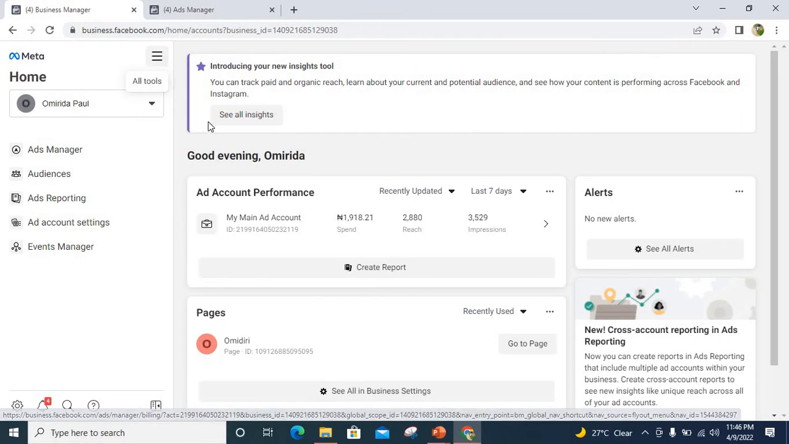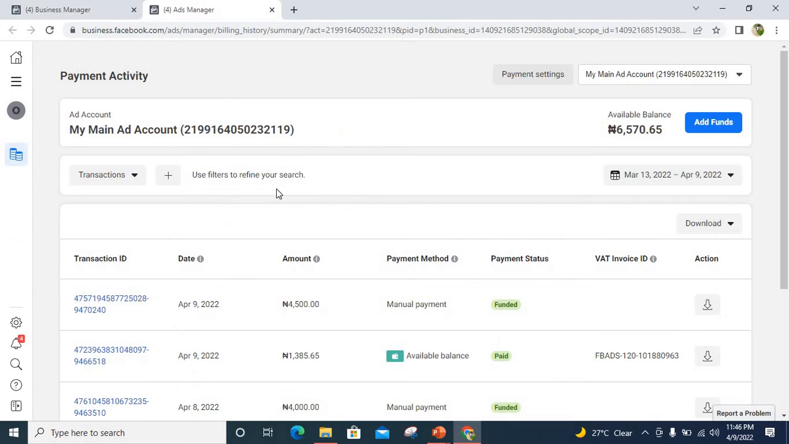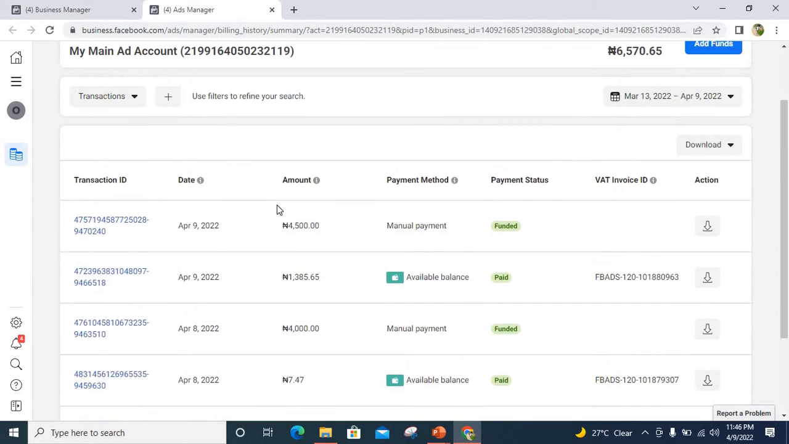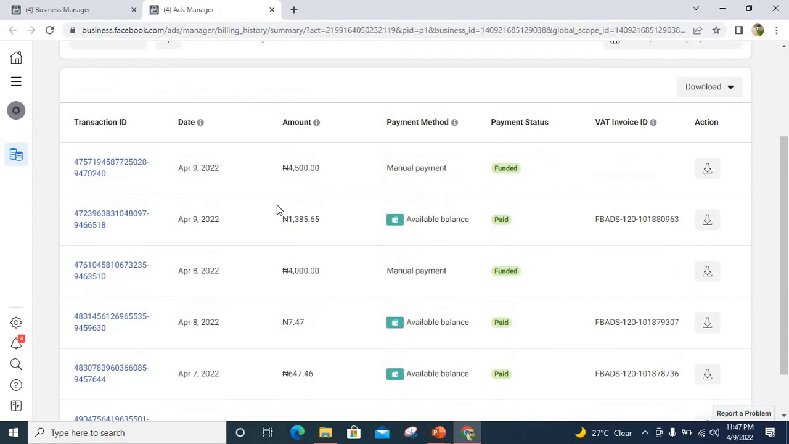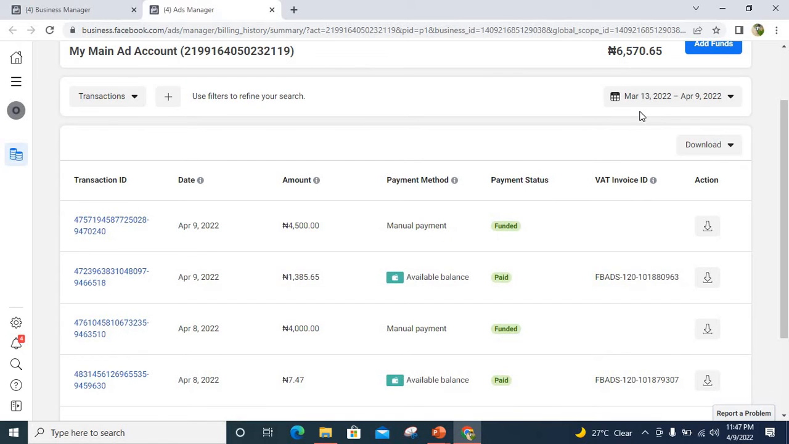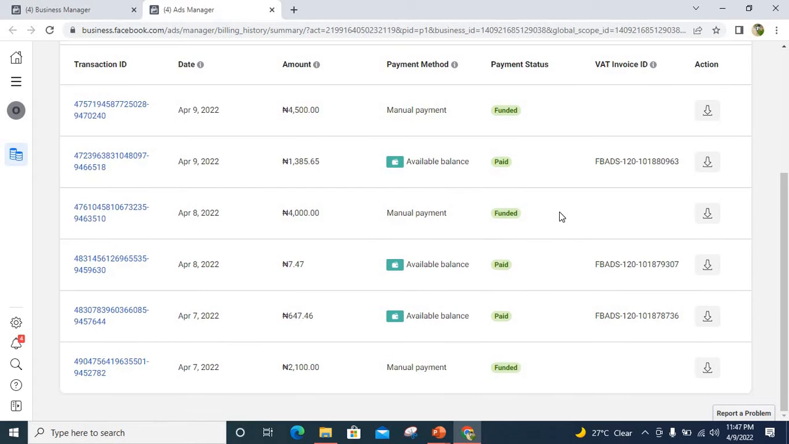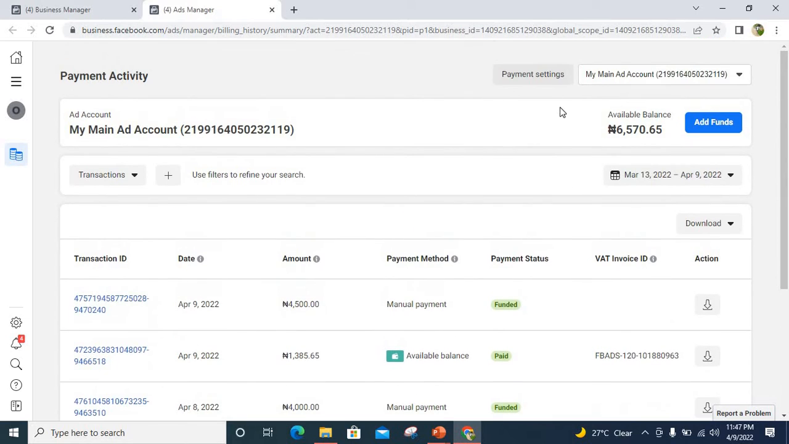So here I'll go to all tools and I'll click on billings. Then that takes me to this very interface. You can see I have my balance here to be about 6,570. So I can actually add funds to this. If I can add money to this, then this is called prepaid. This is a prepaid we're referring to. You can see it's not linked to my ATM card, but I'm able to fund it.